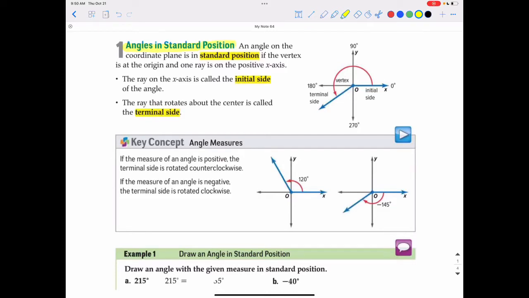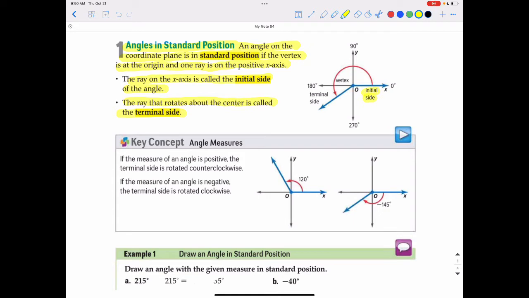Angles in standard position. An angle on the coordinate plane is in standard position if the vertex is at the origin and one ray is on the positive x-axis. The ray on the x-axis is called the initial side of the angle. The ray that rotates around the center is called the terminal side. So the initial side is always on the x-axis of your standard xy coordinate plane. It's always on the positive side of the x-axis.